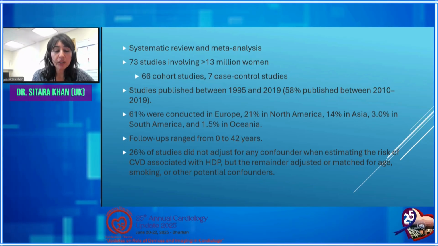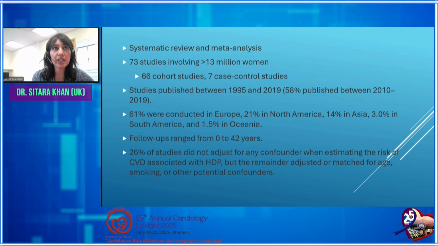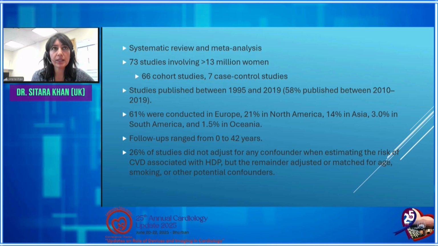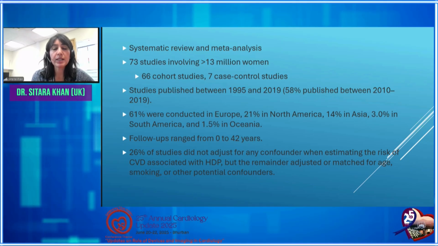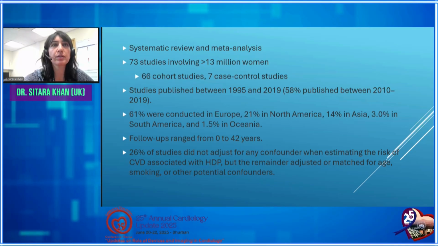Importantly, 26% of the studies did not adjust for any confounder when they were estimating the risk of cardiovascular disease, but the remaining studies did attempt to match for age, smoking, and other potential confounders.